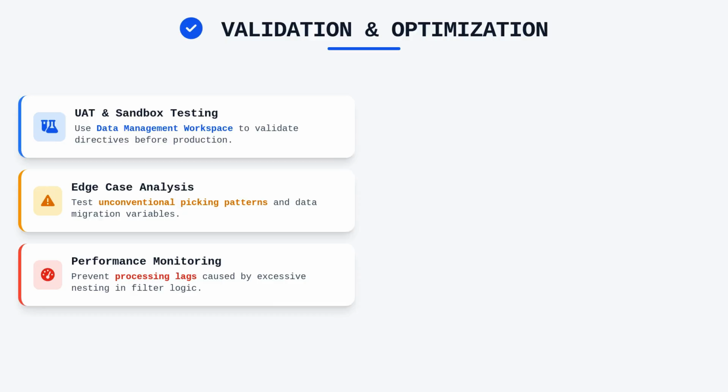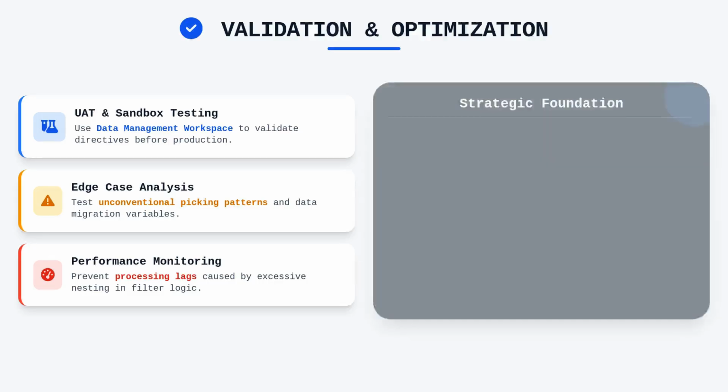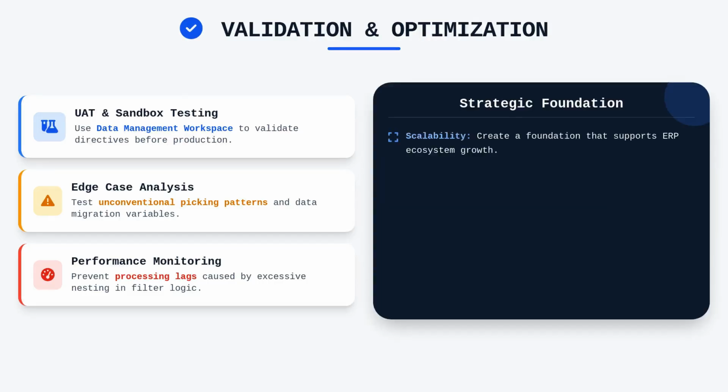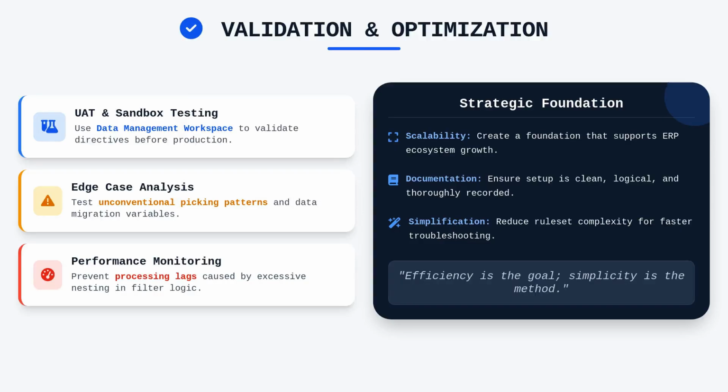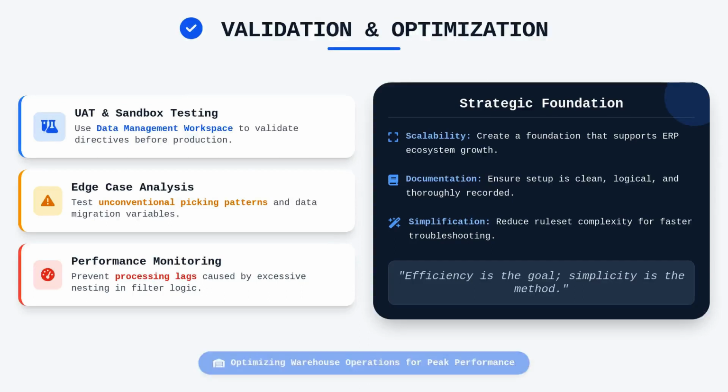Monitor your system for performance drops that might indicate overly complex queries, as excessive nesting in your filter logic can increase processing time. By keeping your location directive setup clean, logical, and thoroughly documented, you create a scalable foundation that supports the growth and adaptability of your enterprise resource planning ecosystem. You should always strive to simplify your rule sets whenever possible to make troubleshooting easier and to keep the daily warehouse operations running efficiently.